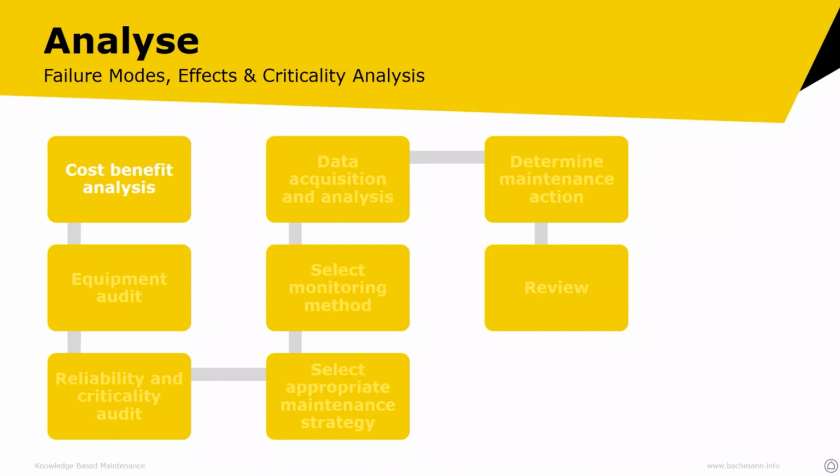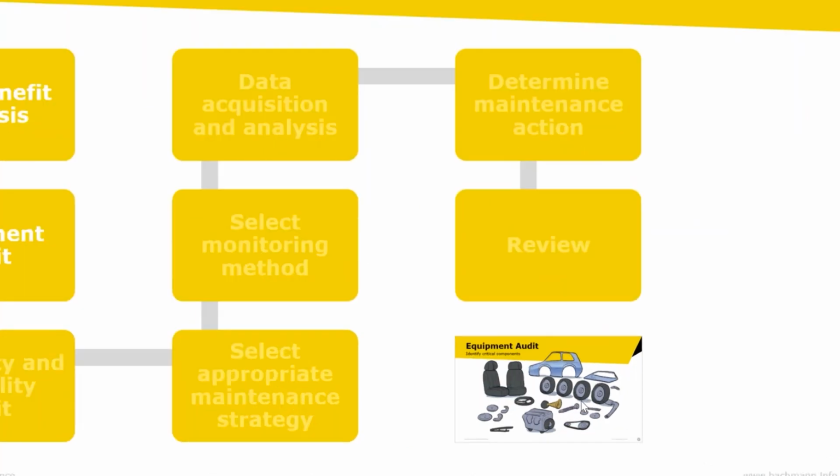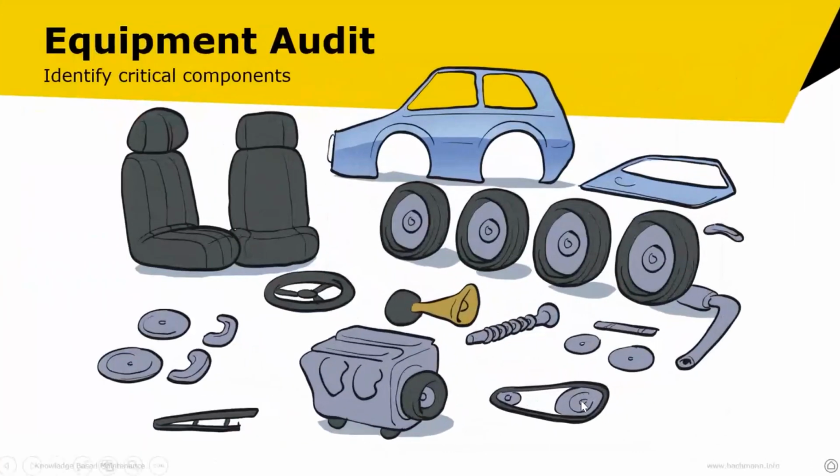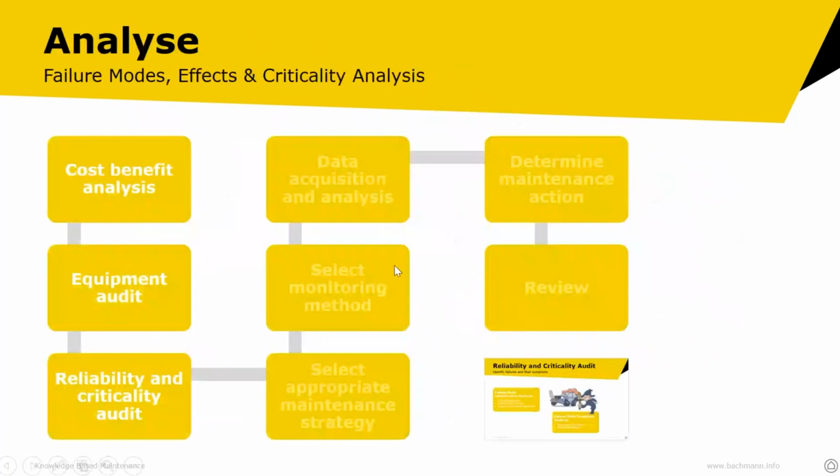It starts off with an equipment audit. So your first stage is to decide what it is in your process which could give you a problem. So you list out all the various parts that you have and decide how critical they are to your system. Then moving on from there, you decide the reliability and the criticality of those parts.